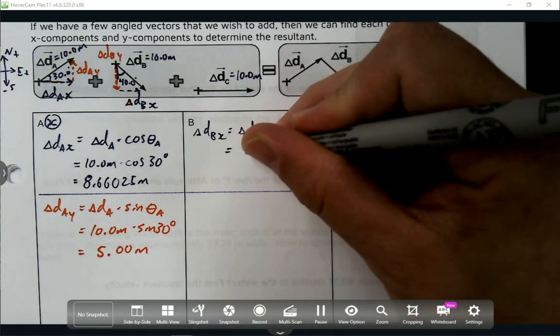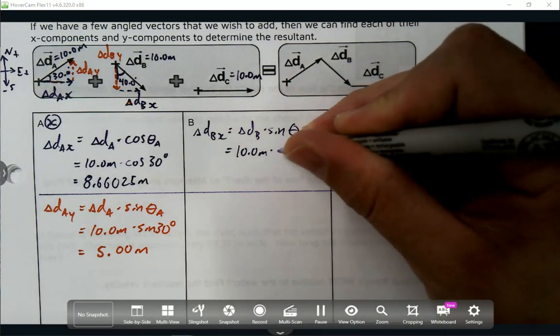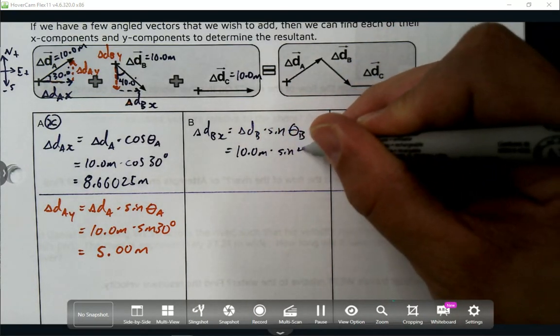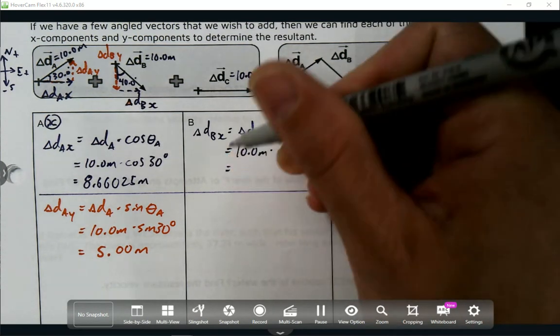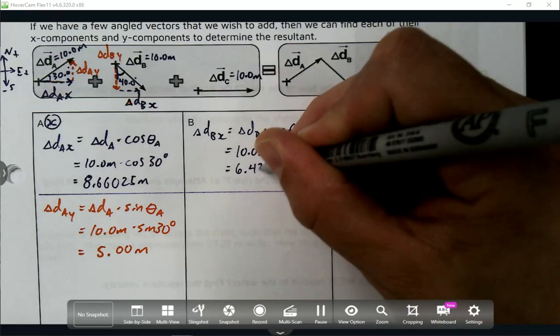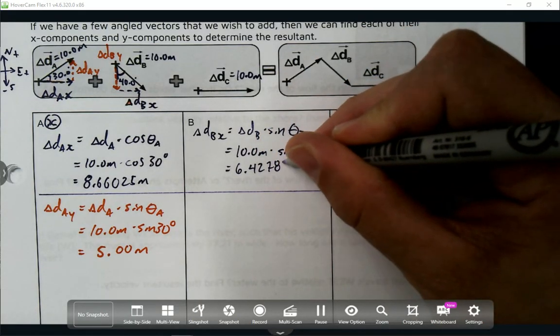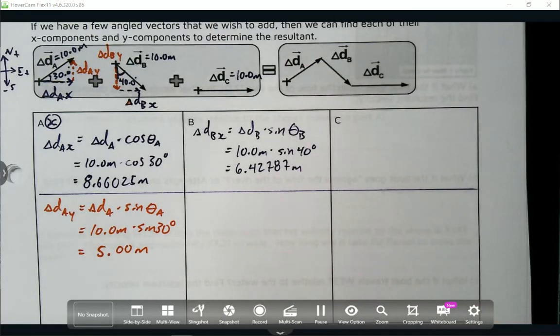All right, so we sub in our values. All these guys have a magnitude of 10, so that's easy. Times sine of 40. And again, nice round value to 5 decimal places. What do we get? Yes, sir. 6.4378. So 5 decimal places. Give me another one. 7. 7. All right. Nice round value.